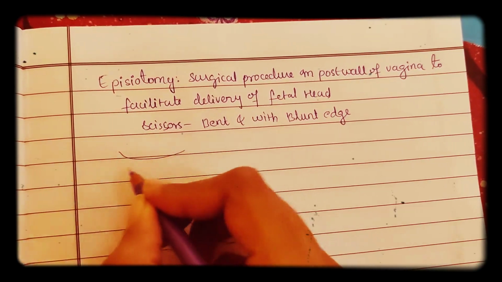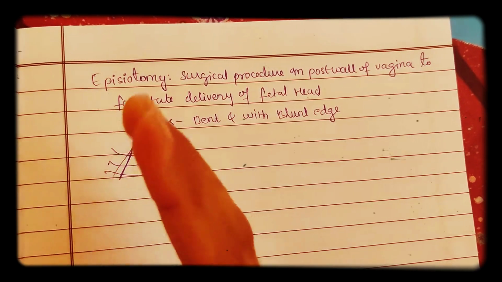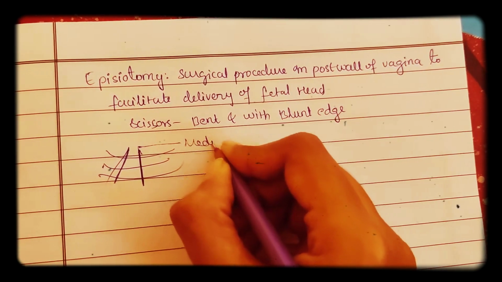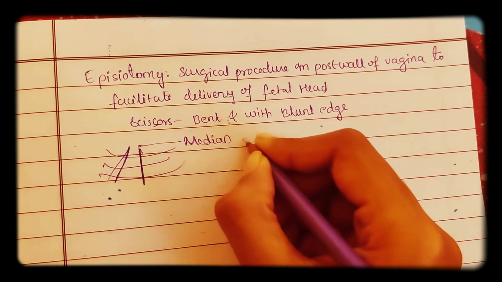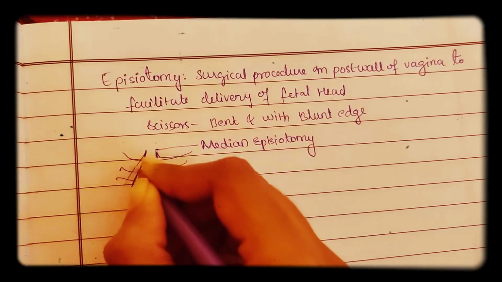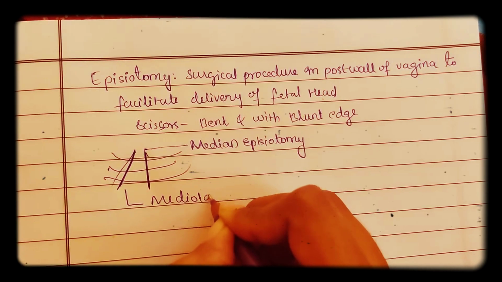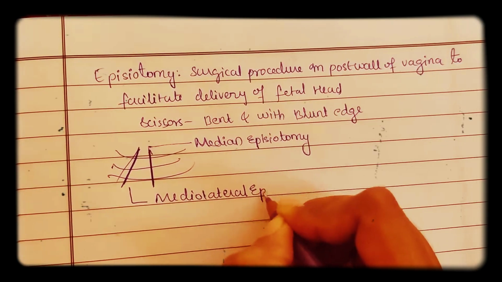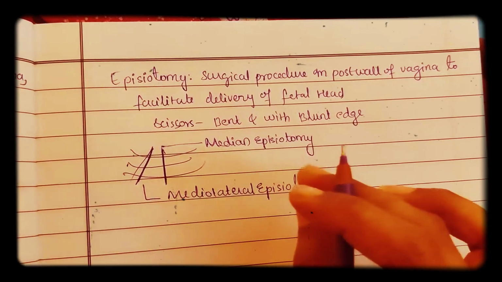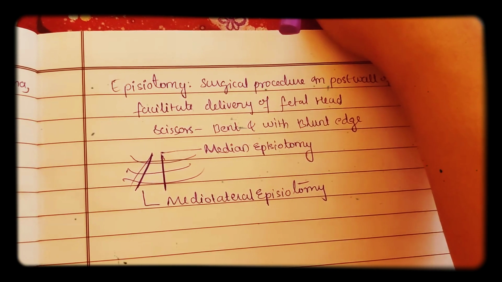Let us see that. For example, this incision which you give exactly at the center of the posterior vaginal wall is called median episiotomy. And this incision is somewhat lateral, right? So this is called mediolateral episiotomy. So these are the different types of episiotomy. About median and mediolateral episiotomy, let us continue in part 2.